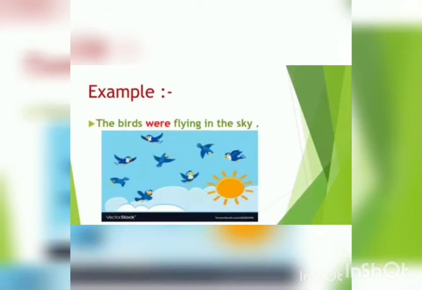The birds were flying in the sky. Now see, we can see many birds in the sky. So we are talking about many birds, more than one. So what we already learned, that if we are talking about more than one, then we use were. Here we are talking about many birds. So here we used were.